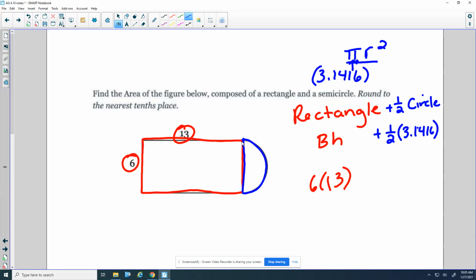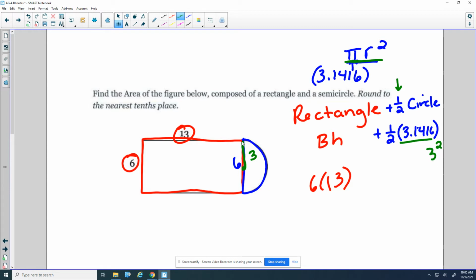So here, the diameter of my circle is 6. So the radius of my circle is half of that, which is 3. And this is a different half than the half that's in my formula. This is just half of the diameter. So over here, we want pi r squared. So we have pi, and then we're going to have 3 squared.